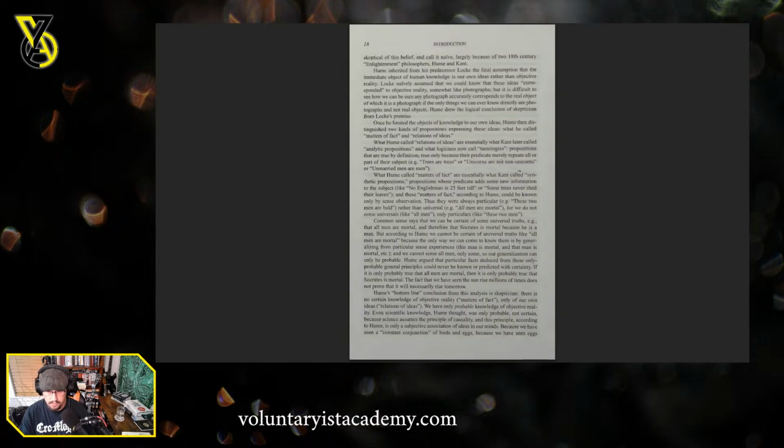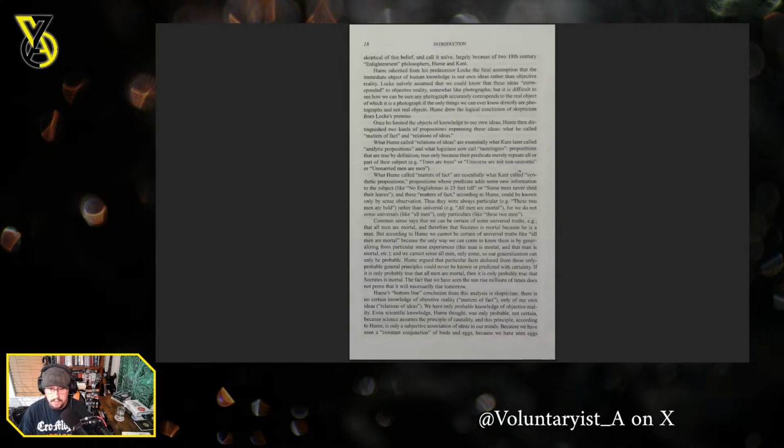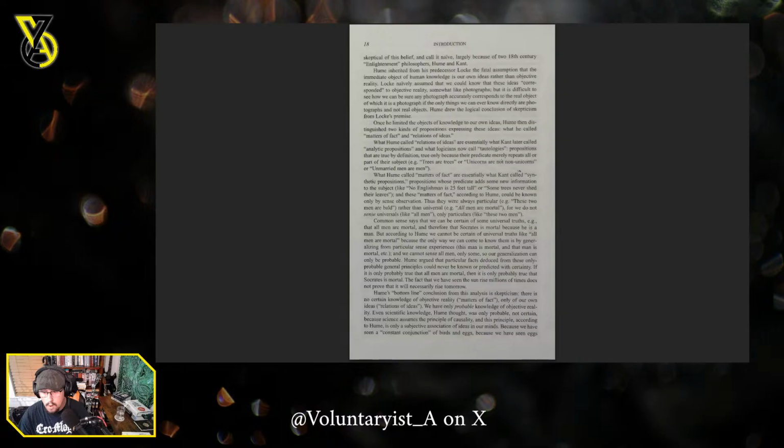If it is only probably true that all men are mortal, then it is only probably true that Socrates is mortal. The fact that we have seen the sun rise millions of times does not prove that it will necessarily rise tomorrow. Okay, so Hume's bottom line conclusion from this analysis is skepticism. There is no certain knowledge of objective reality, what he called matters of fact, only of our own ideas, what he calls relations of ideas, right? We only have probable knowledge of objective reality.